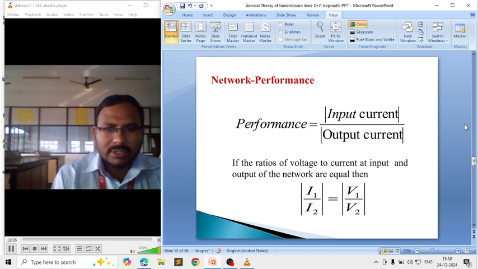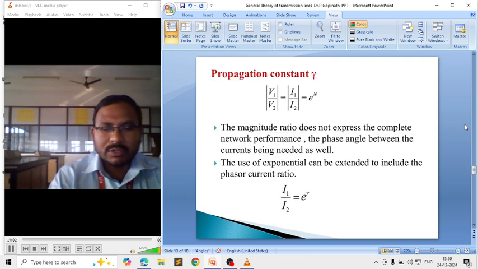Now we analyze the network performance. How do we calculate it? It is the input current divided by the output current. If the ratios of voltage to current at the input and output of the network are equal, then I1 divided by I2 is also equal to V1 divided by V2. So we are going to measure the performance of our information. Then the propagation constant is important: V1 divided by V2 equals I1 divided by I2, which equals e power gamma.